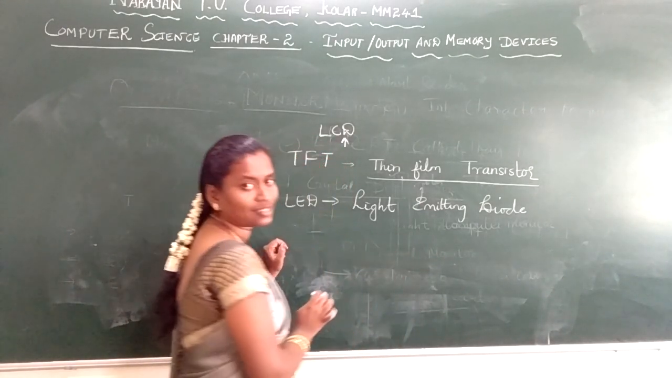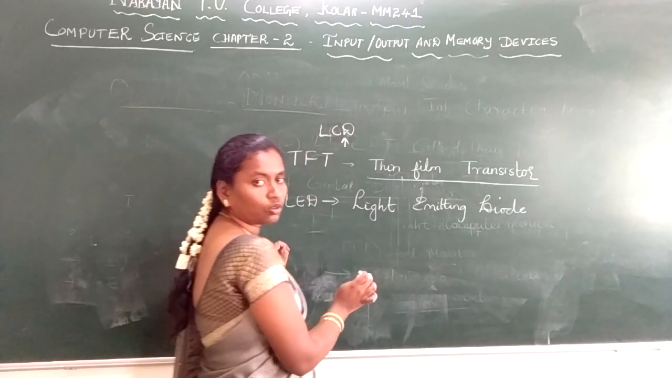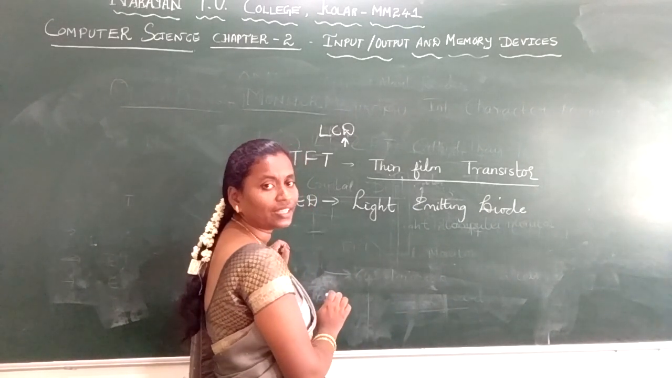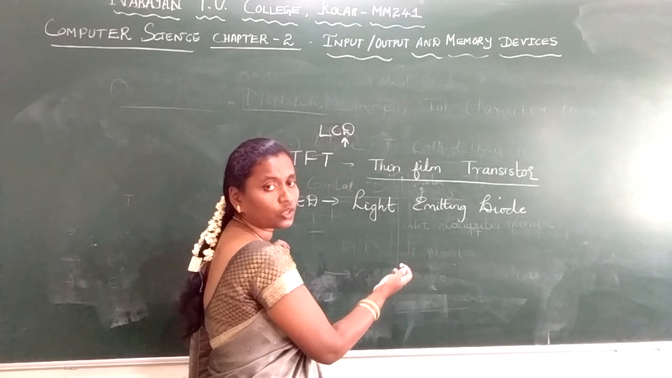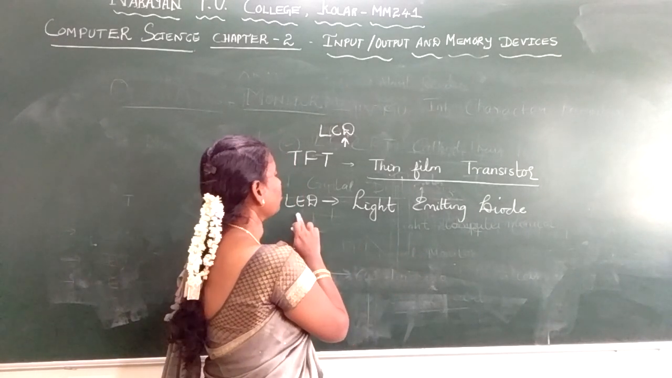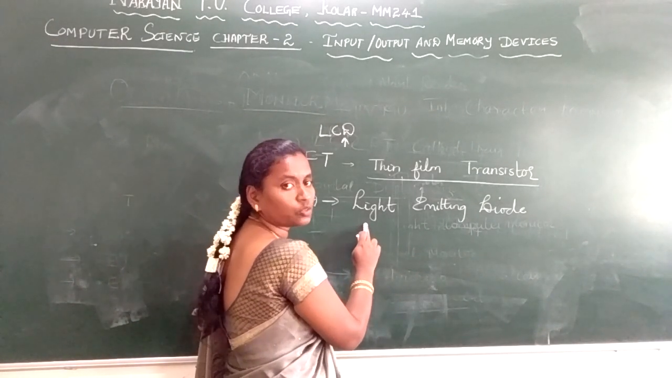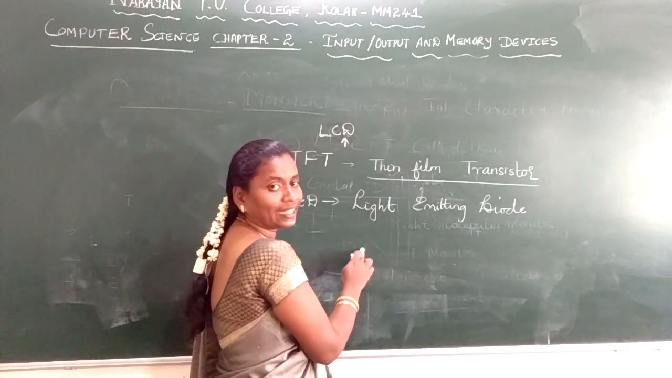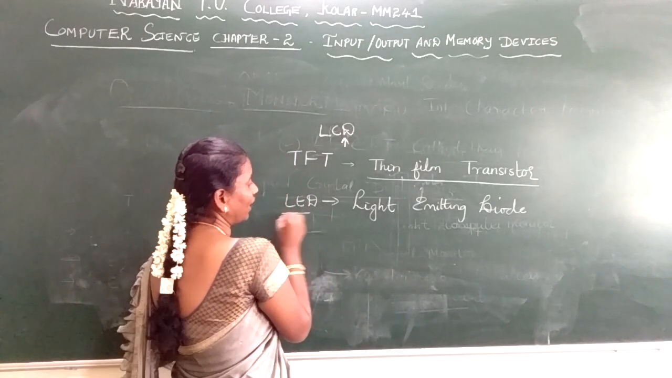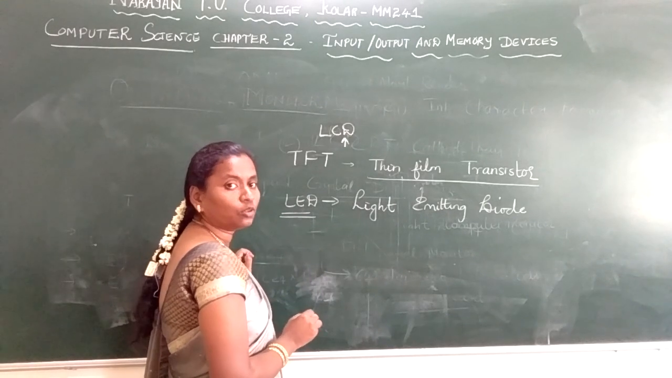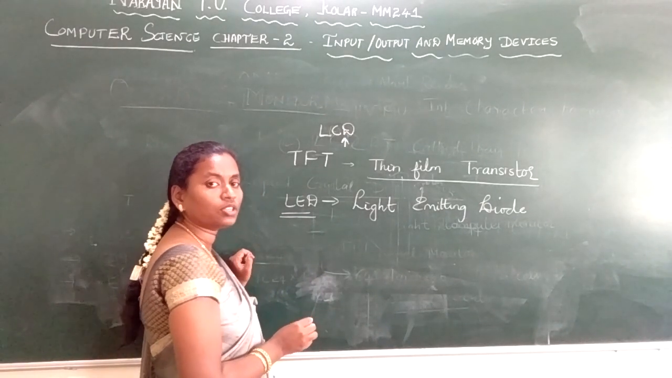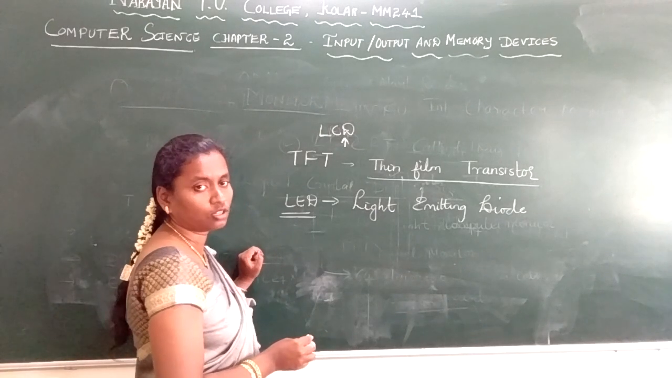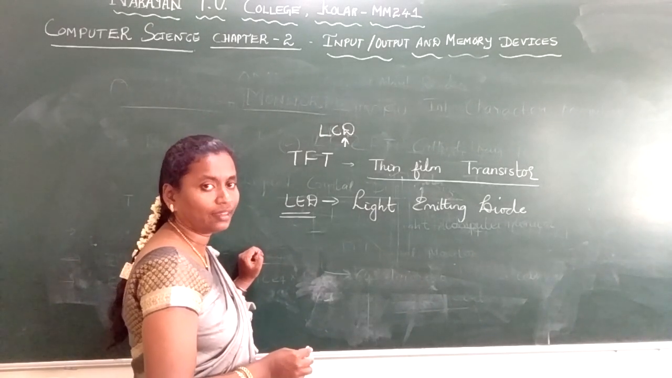As the electrons hit the screen, the light glows. As the number of pixels increases, the resolution of the screen will also increase. In the case of an LED monitor, the clarity is very good. When I compare it to CRT, LCD and TFT, the resolution is very good in LED. I spoke about the resolution 1024 into 768. That type of resolution will give us better clarity.